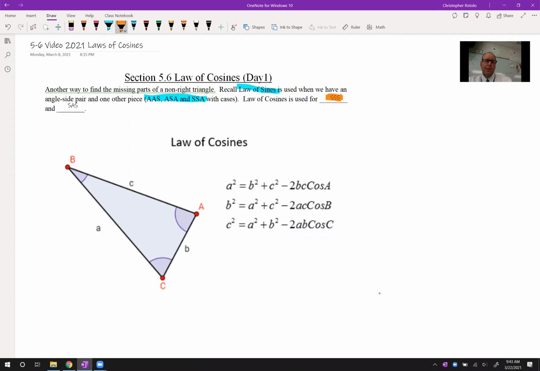So what does it work for? It's side, side, side, and side angle side. And those are the two that we're going to walk you through here today. I think the equation itself can look a little bit intimidating. I think I just want to highlight a few things, right?